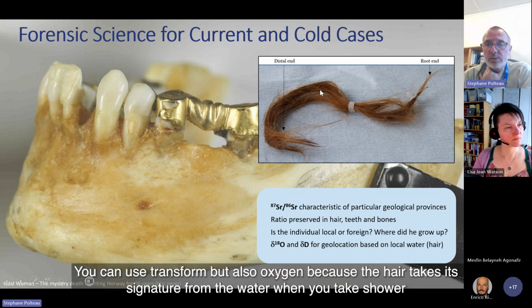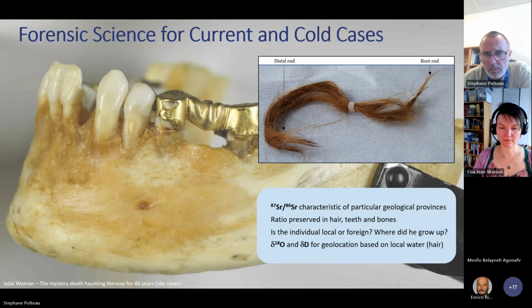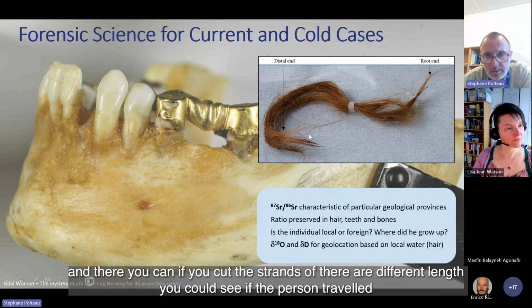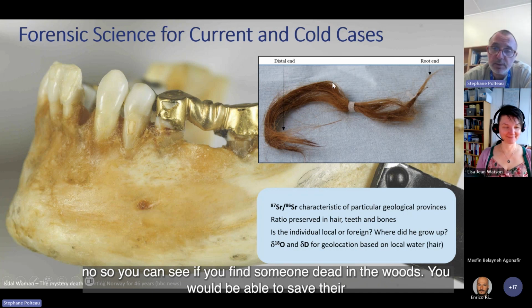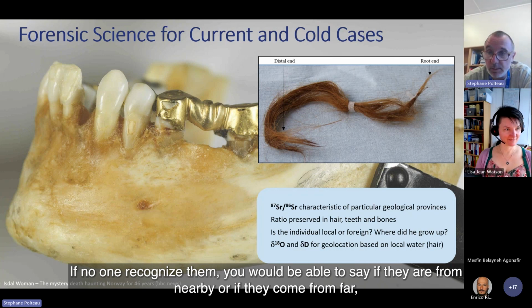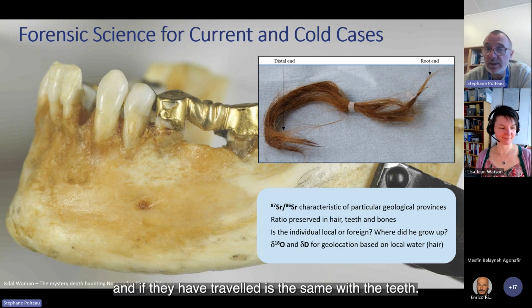With the hair, it's a bit similar. You can use strontium, but also oxygen, because the hair takes its signature from the water when you take a shower. And there, if you cut the strands of hair at different lengths, you can see if the person traveled. So if you find someone dead in the woods and no one recognized them, you would be able to say if they are from nearby or if they come from far and if they have traveled.